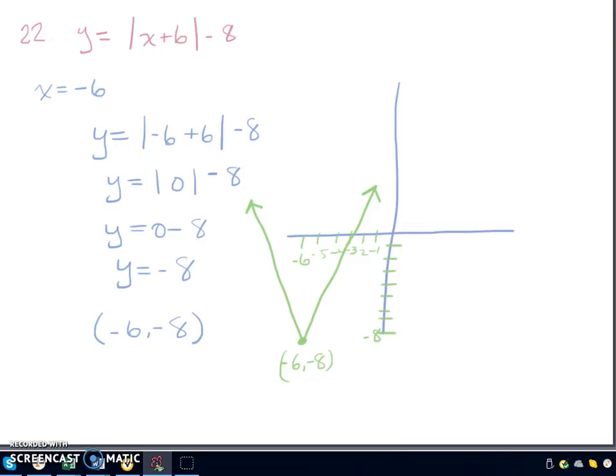Okay? Let's do number 23. We're going to have y is equal to 2. Up there's a number, you know it's going to be skinny. x minus 2 plus 8. What value makes inside the absolute value go to 0? It's going to be 2. x equals 2. That's the first point of my vertex. Remember, this is the vertex.